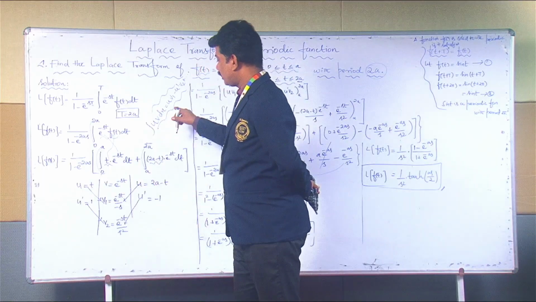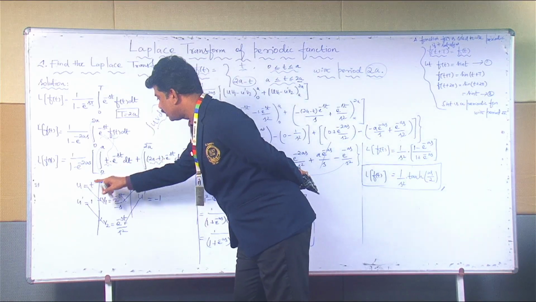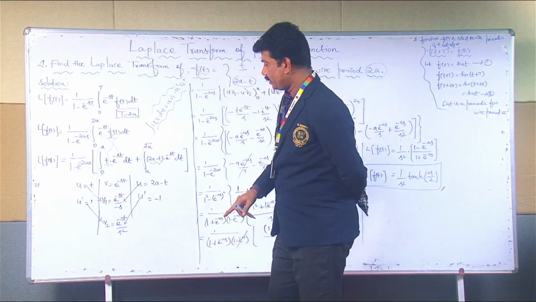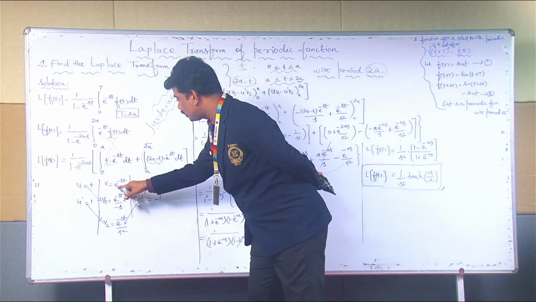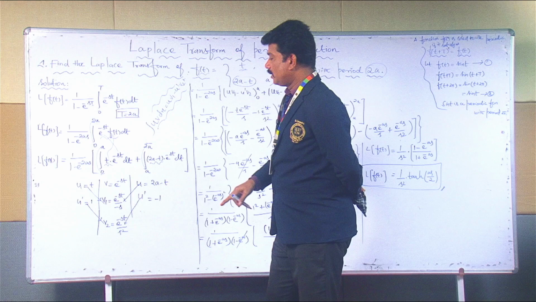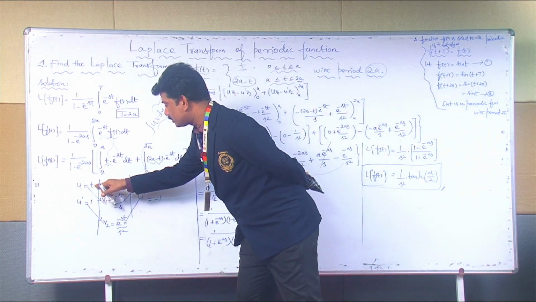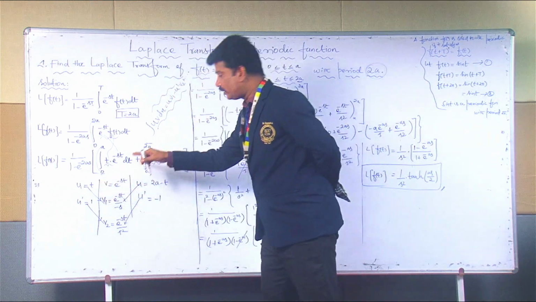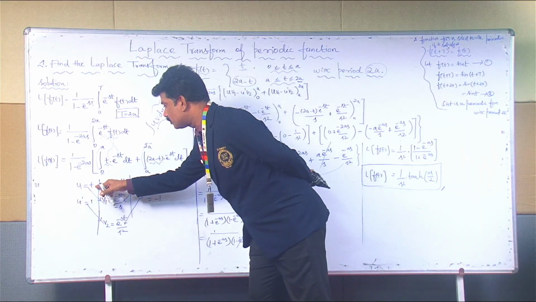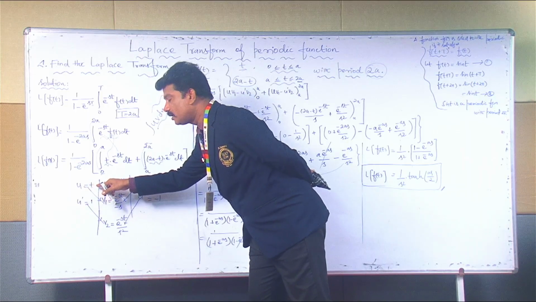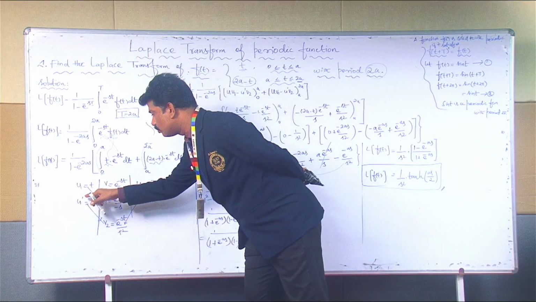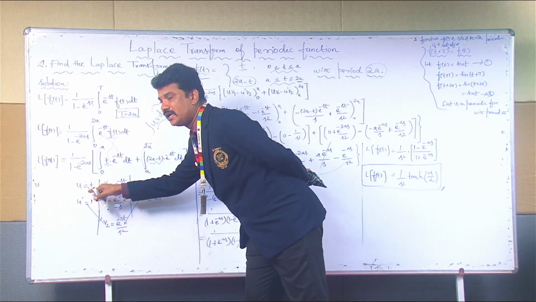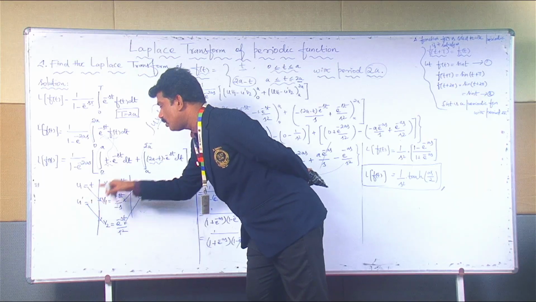Now according to this, I am going to consider u equal to what? t, and v equal to e power minus st. Now I am going to differentiate this function with respect to t. If you are differentiating u equal to t, already you know the differentiation of x is 1. Here the function is t, therefore u dash, represented as the differentiation, equals 1.